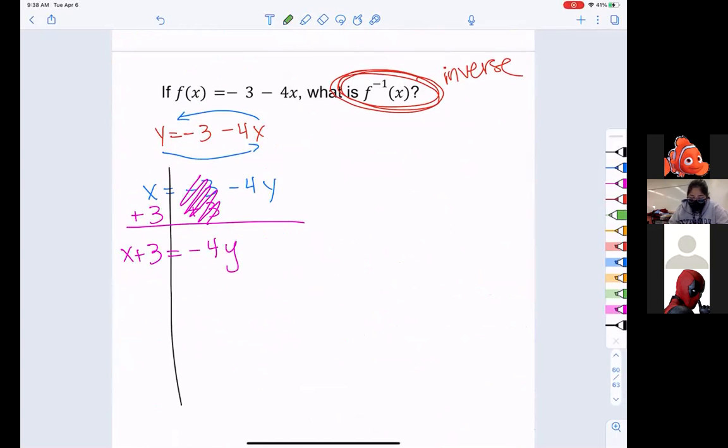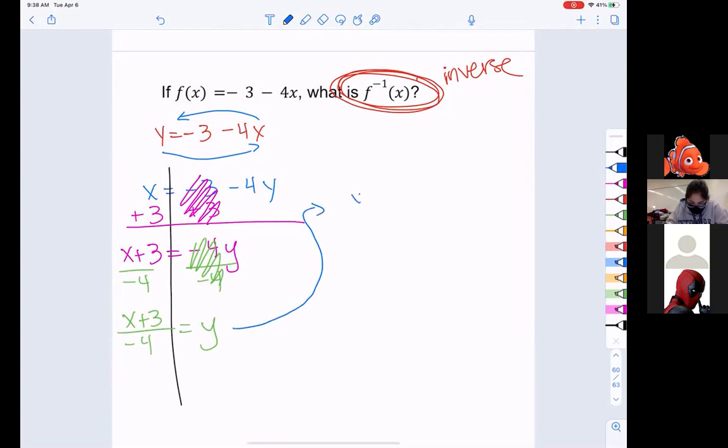So right here, this -4, how am I going to get rid of the -4? Now, before you answer, think about what operation we're doing with the y. Remember, it's x plus 3 equals -4 times y. So you divide by 4. Divide by 4 or divide by -4? Divide by -4. Very good. So you have -4, -4. This goes to 1. So we have x plus 3 divided by -4 equals y. So then we're going to go over here. Y equals x plus 3 divided by -4.